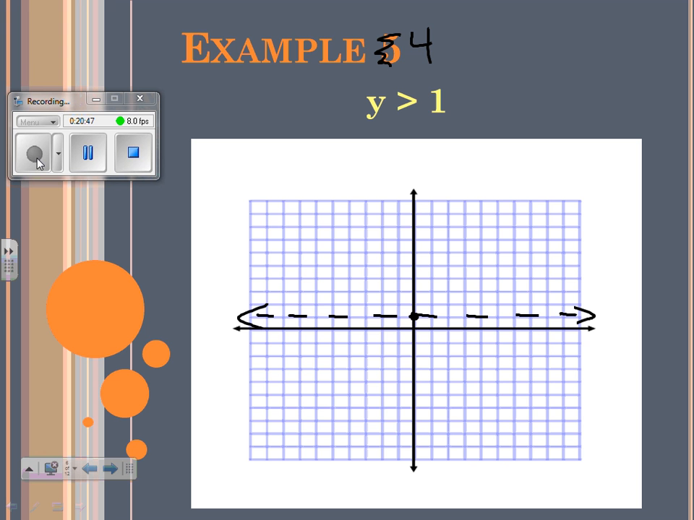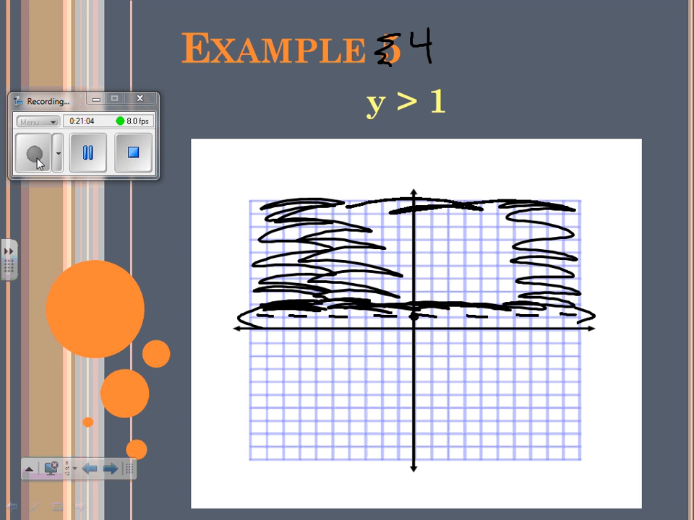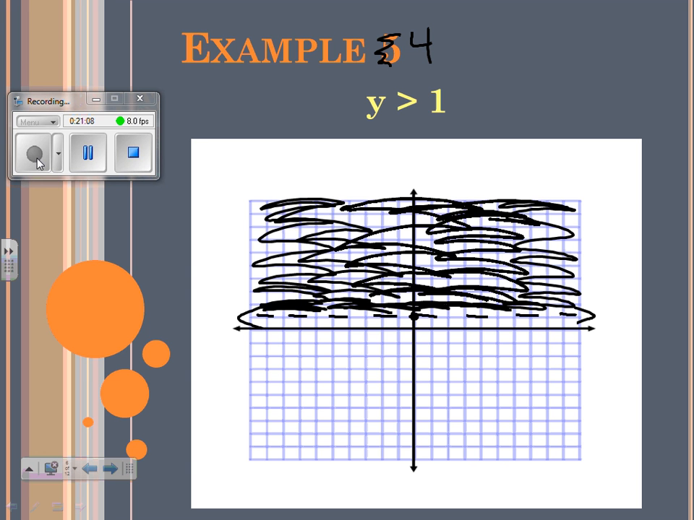So would I shade A or would I shade B? A is greater. So a lot of you had this, but you shaded below. A lot of you had the line and you had it shading above, but you did not have a dotted line. And some of you didn't shade at all, one way or the other. But it should look something like that.